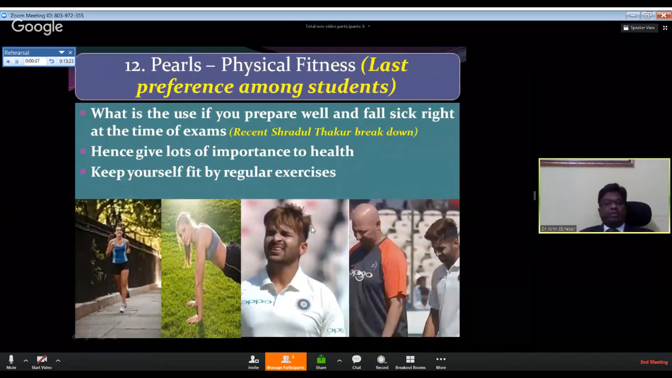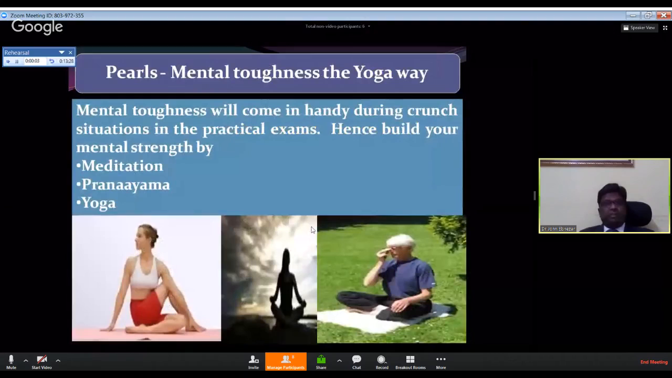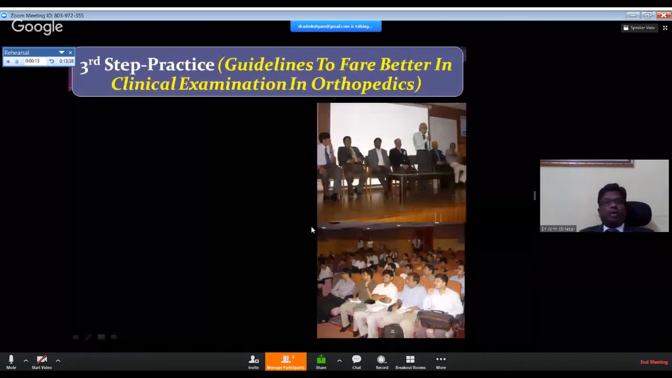Then, mental toughness, the yoga way. You need mental toughness during critical situations in the practical exams. Hence, build your mental strength by meditation, prayer, and yoga. Then the third step, that was about the preparations. Now we come to the practice.